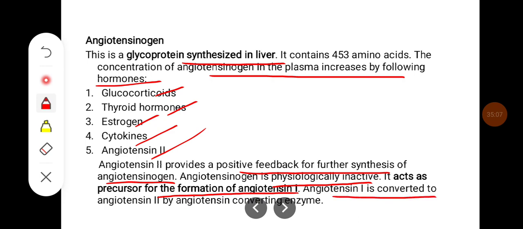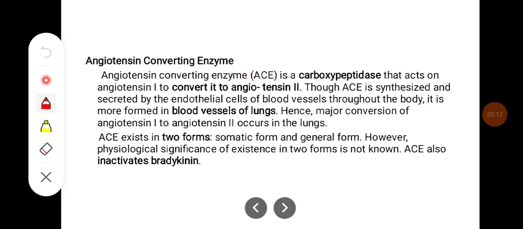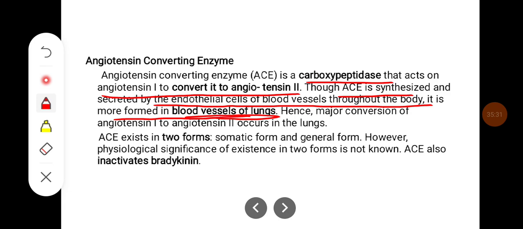Angiotensin 1 is converted to angiotensin 2 by angiotensin converting enzyme. This enzyme is a carboxypeptidase which acts on angiotensin 1 to convert it into angiotensin 2. Though ACE is synthesized in and secreted by the endothelial cells of blood vessels throughout the body, it is formed more in the blood vessels of the lung. Hence, the major conversion of angiotensin 1 to 2 occurs in the lungs. It exists in two forms, somatic and germinal. However, the physiological significance of the existence of two forms is not known.